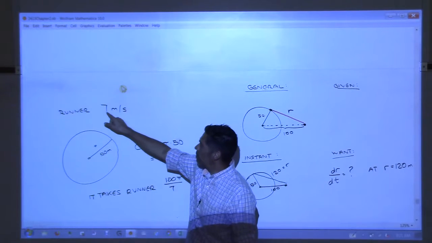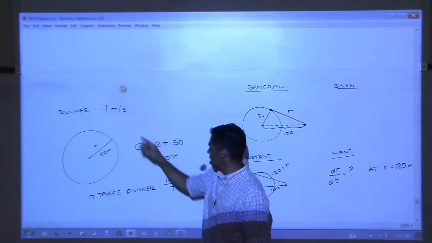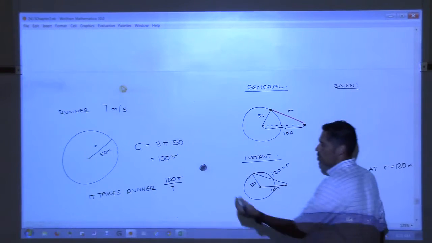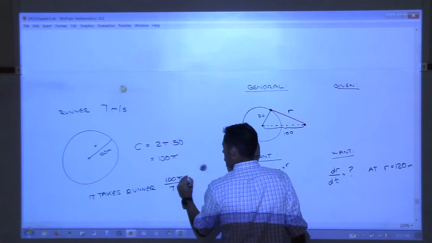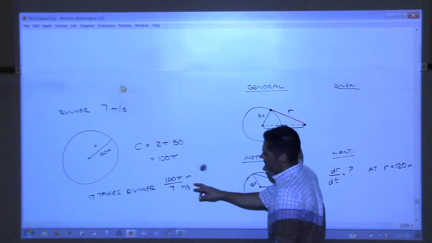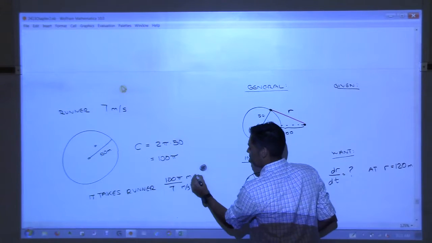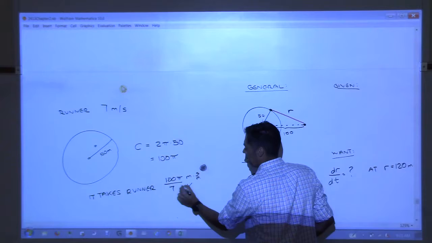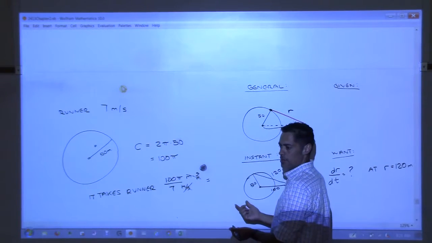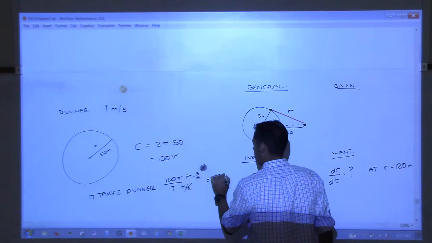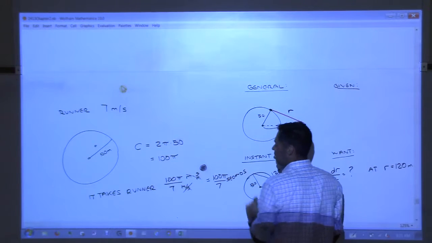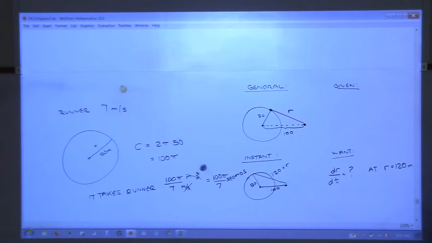This person can travel 7 meters in 1 second, and I have to go 100 times pi meters, right? So if you wanted to, it's 100 pi meters over meters per second. And if you flip this up, put seconds up here and meters down here, the meters cancel, and this is going to be 100 pi over 7 seconds. That's how long it takes the person to go around, right?